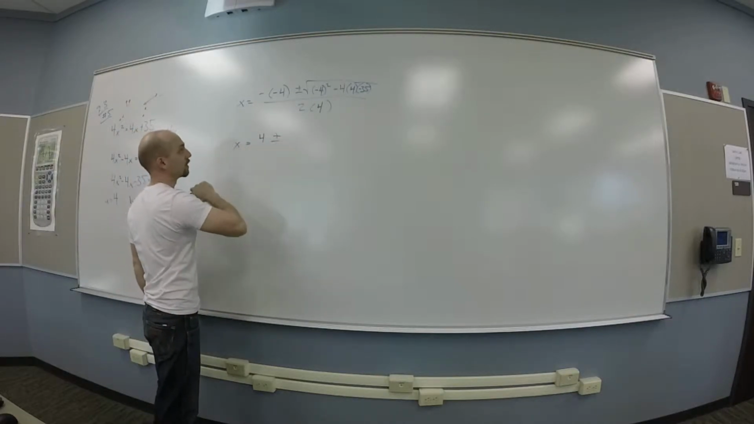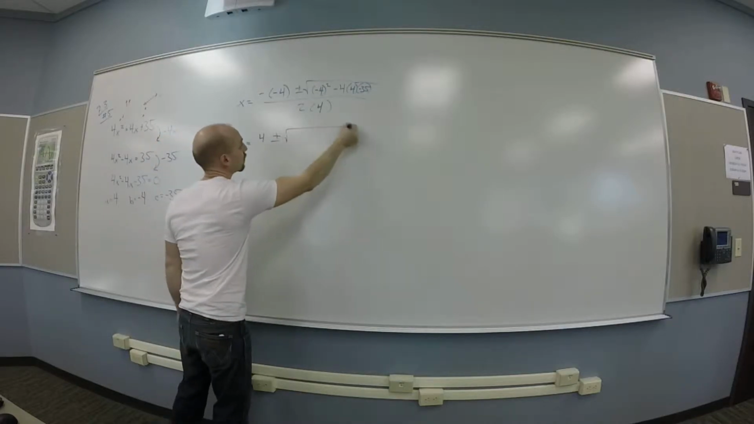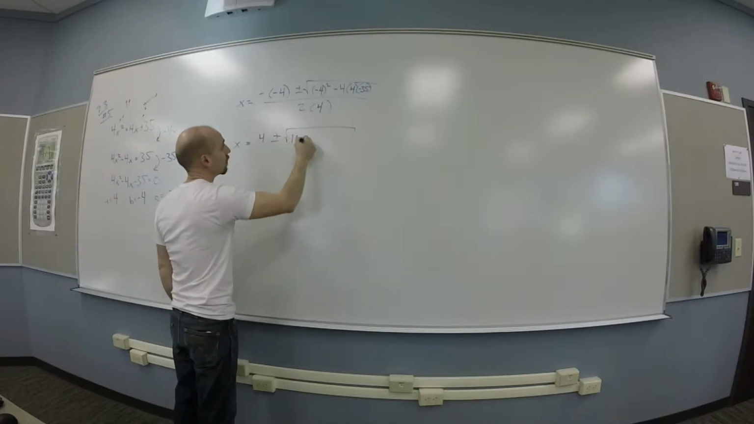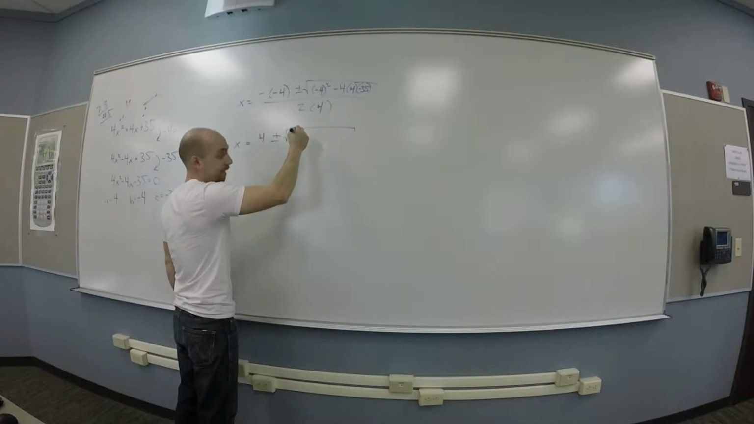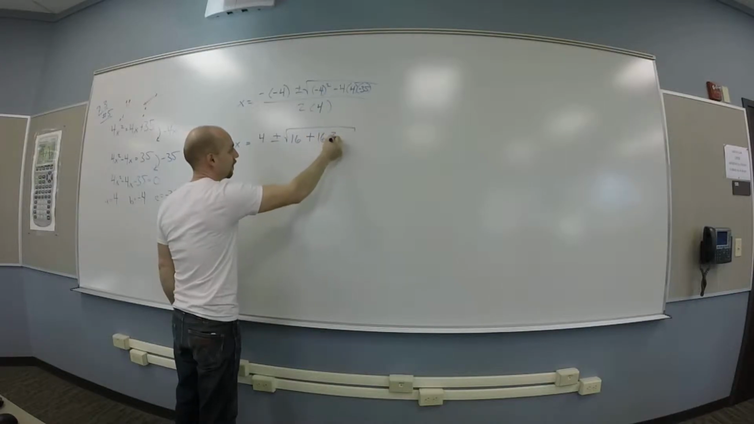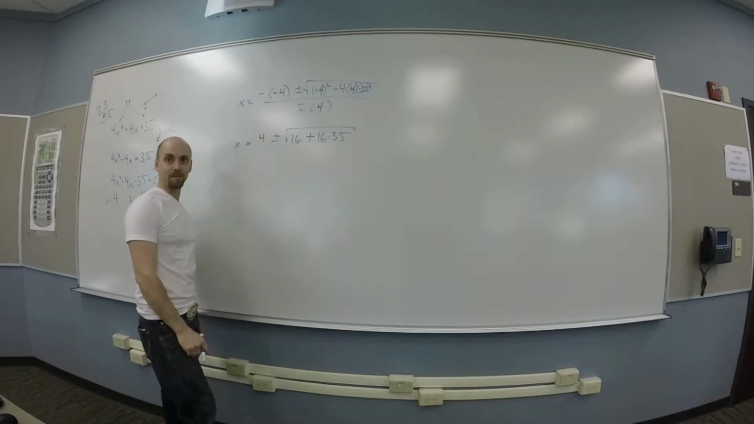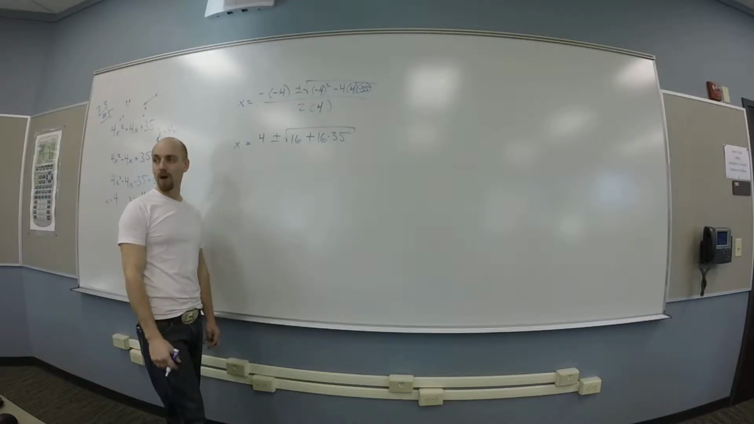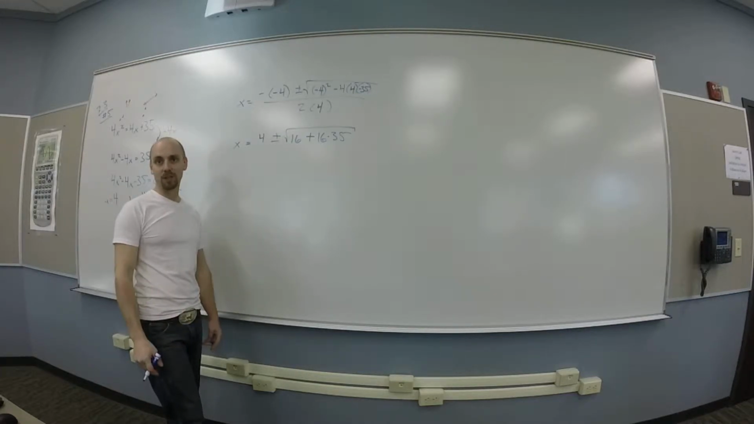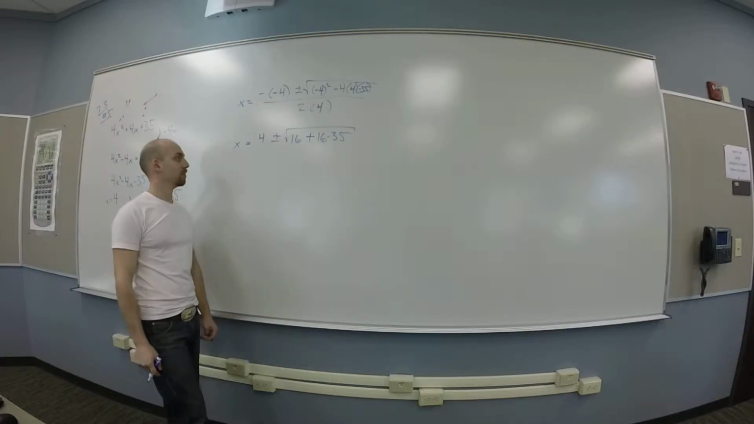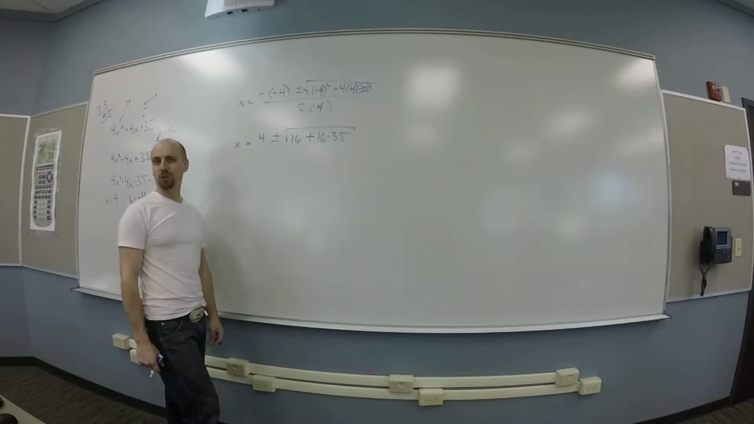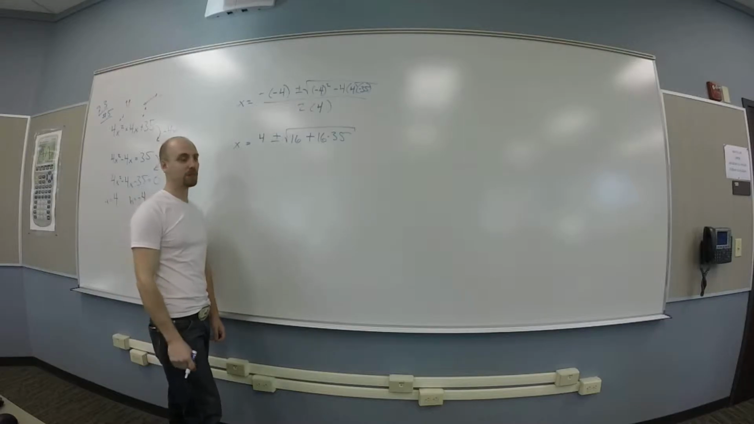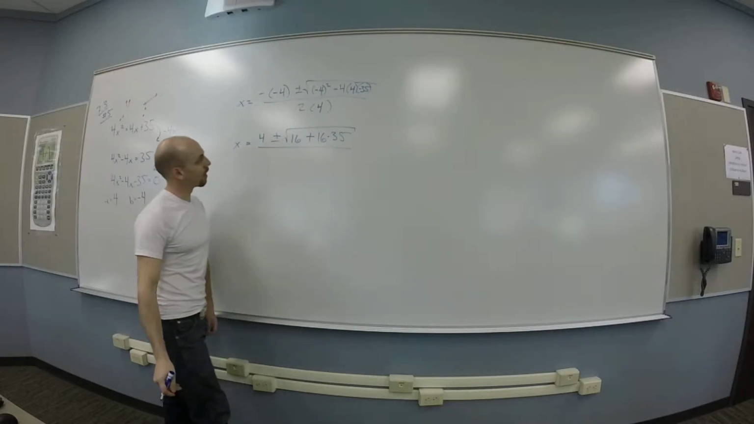Okay, so I got x is 4 plus or minus the square root of 16 minus 16 times negative 35. Negative 5. So somehow sort out the minus sign. I really like to sort out the minus sign first, just because I'm too dumb to keep track of it otherwise. And then on the bottom, what did I have?